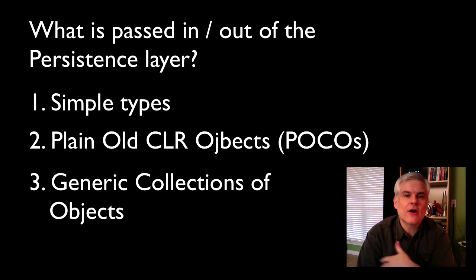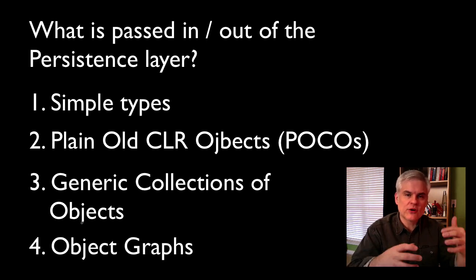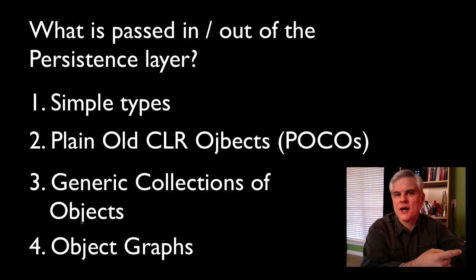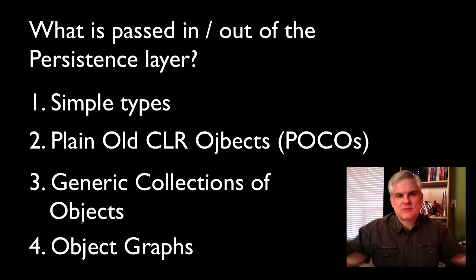Or it could be entire object graphs. So this would be lists of orders, each order containing a list of order details, each order detail containing an association with one product object instance. Okay, so that would be called a graph of objects, where we're talking about relationships and hierarchies of objects.